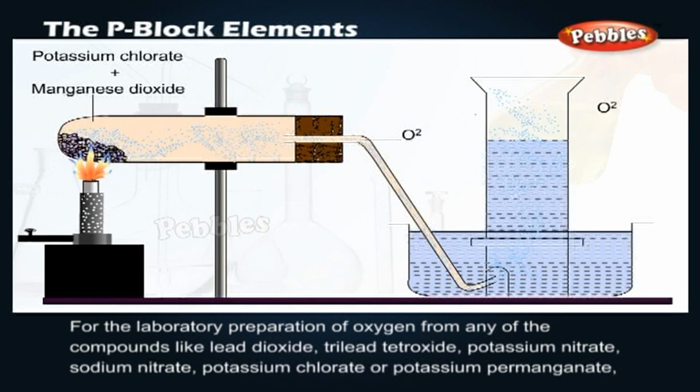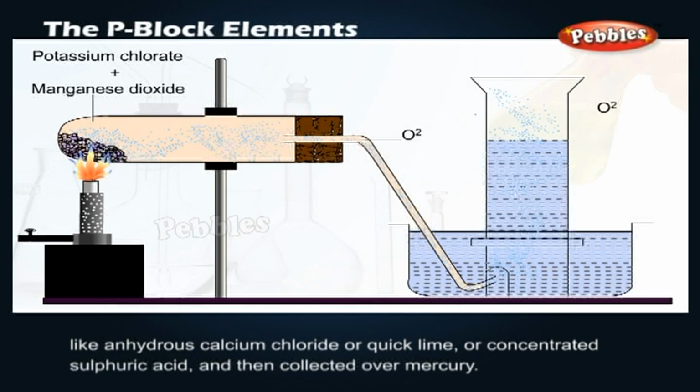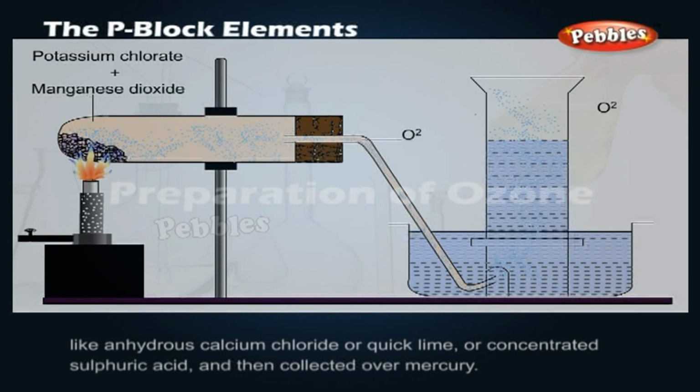For the laboratory preparation of oxygen from any of the compounds like lead dioxide, trilead tetroxide, potassium nitrate, sodium nitrate, potassium chlorate, or potassium permanganate, the arrangement of apparatus is shown. Oxygen is usually collected over water because the solubility of the gas in water is not high. If the gas is needed dry, then it can be passed through a drying agent like anhydrous calcium chloride or quicklime or concentrated sulphuric acid and then collected over mercury.